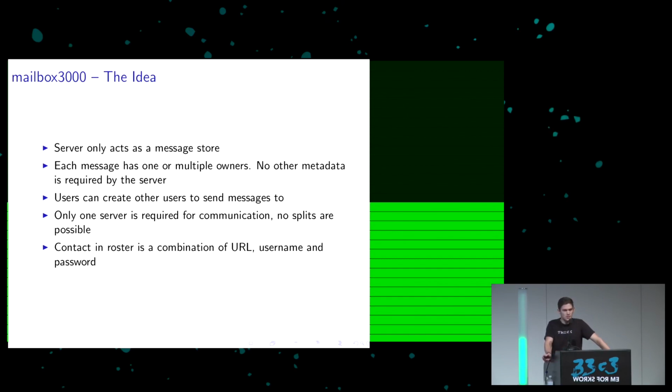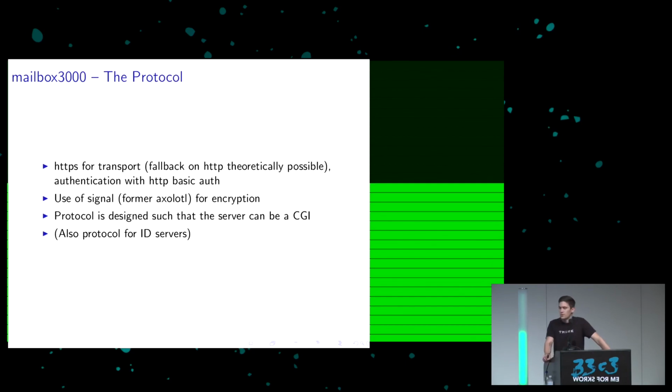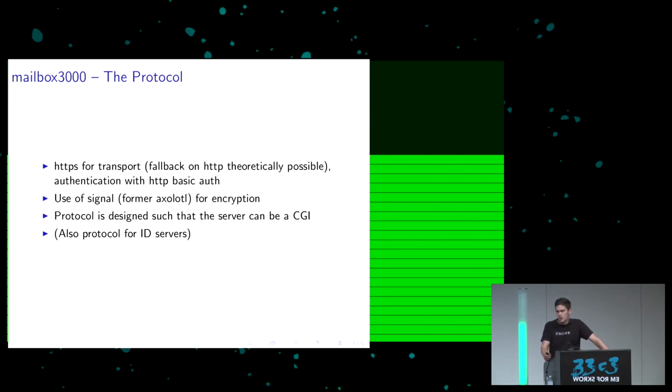So a contact in the end is the URL, which means the CGI or the server where it is running, the username and the password used for HTTP basic auth. So the protocol uses HTTPS. HTTP is of course also possible, but well, there's no reason for using it. HTTP basic auth, as said, is used for authentication. For encryption, Signal shall be used, not implemented yet. It was formerly called Axolotl. It's the encryption protocol behind WhatsApp, behind Signal, where it's known from.